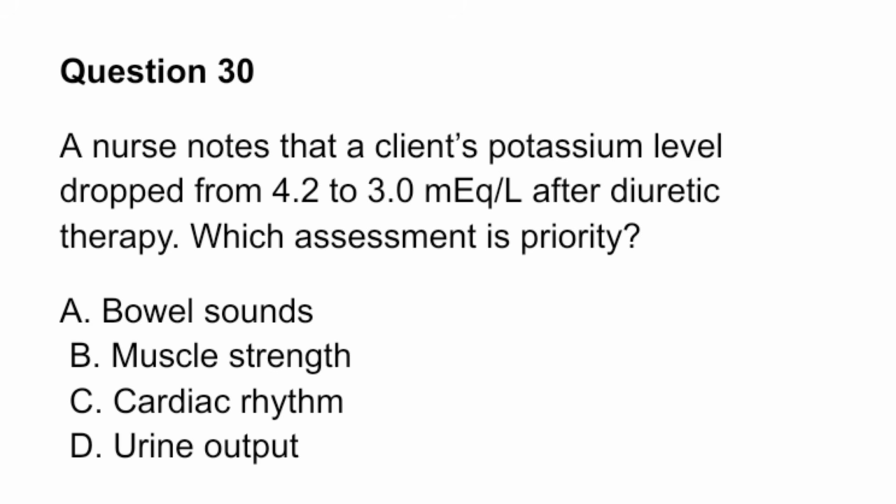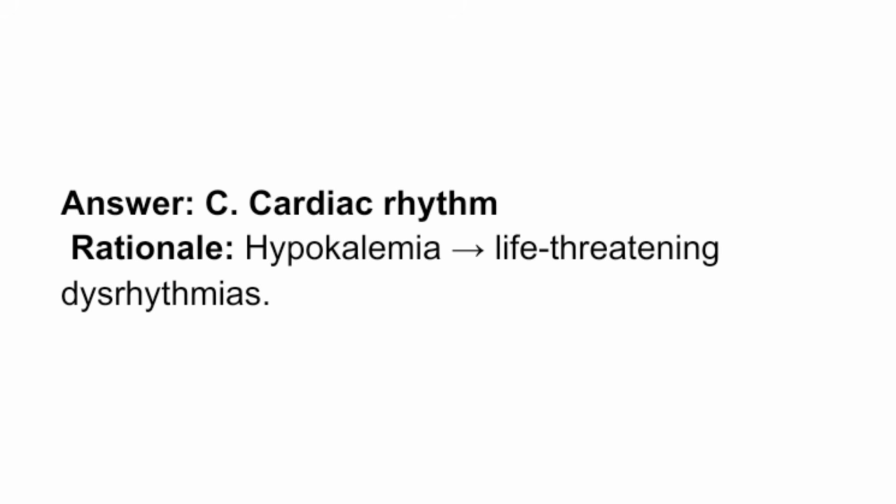Question 30. A client's potassium level dropped from 4.2 milliequivalents per liter to 3.0 milliequivalents per liter after diuretic therapy. Which assessment is priority? A. Bowel sounds. B. Muscle strength. C. Cardiac rhythm. D. Urine output. Answer: C. Cardiac rhythm. Rationale: hypokalemia leads to life-threatening dysrhythmias.